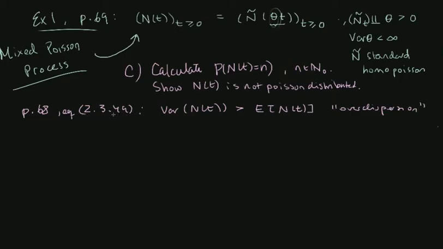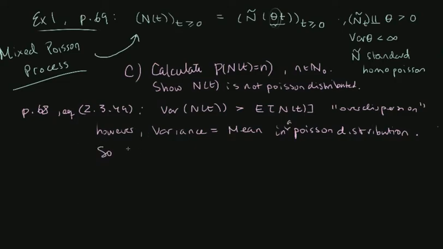However, in a Poisson distribution, the variance is equal to the mean. In fact, both are equal to the parameter of the Poisson distribution in question. So it cannot hold. So thus, N(t) cannot be Poisson distributed.